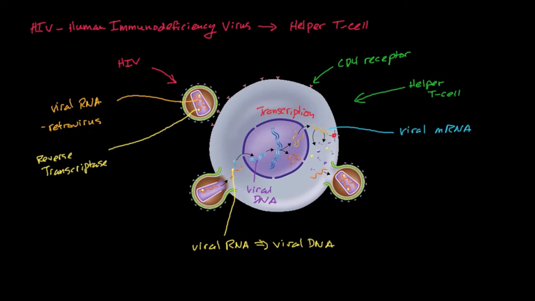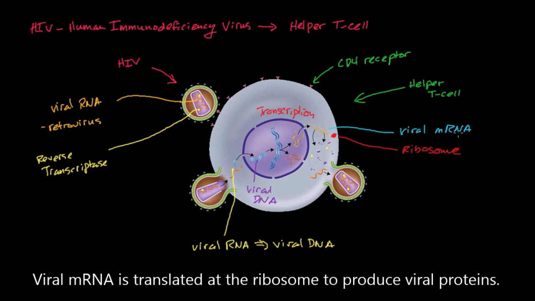And that viral mRNA will be sent to this guy right here. This is a ribosome. A ribosome is an organelle that makes proteins. So this viral mRNA is delivered to this ribosome, and this viral mRNA codes for the message to make these guys here called viral proteins.